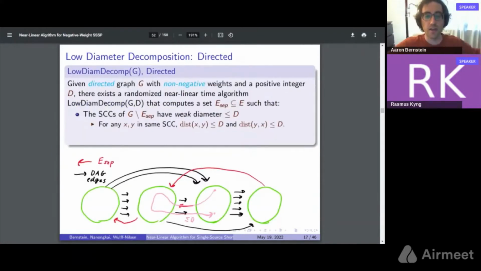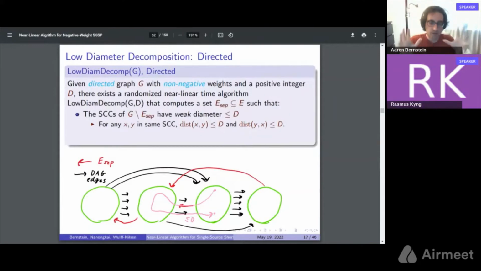What we're saying is you have your graph, and I'm going to remove some separator edges. Those are the red edges. And my guarantee is that after I remove those separator edges, if I now compute SCCs in this graph, those are these green SCCs, then each one has small weak diameter. So you can see you have two pink vertices, the distance between them is at most d.